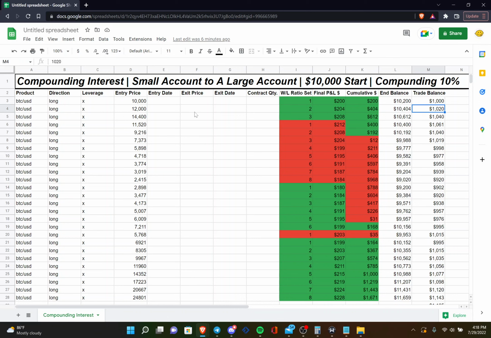This is a total of 26 trades. It's all on Bitcoin. Again, these are not real trades. These are just mock trades I made up. And I made sure that I wanted it to be as if you're spot trading, just to show that you don't need to use leverage to have rapid growth.